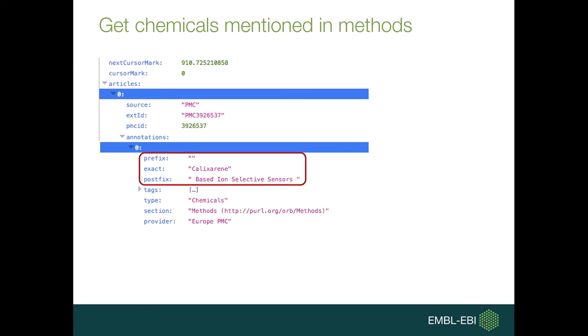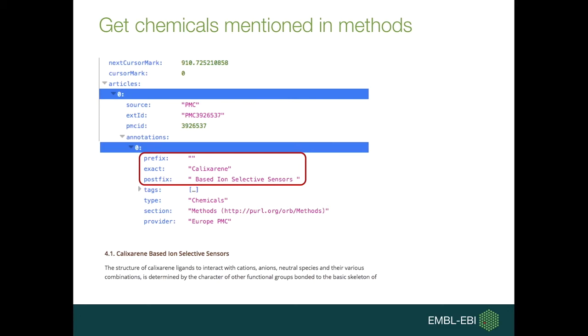Prefix, exact, and postfix all define where the annotation is found in the text. Prefix is a text snippet found before the annotation, and postfix is a text snippet immediately after. That leaves exact to be the annotated entity. In this case, it's a chemical called calixaran. Now you will notice that here the prefix is empty, and that is because our annotation is actually at the beginning of the sentence. You can see an extract from the paper with the sentence at the very top.